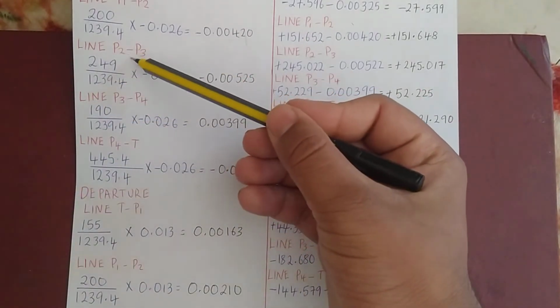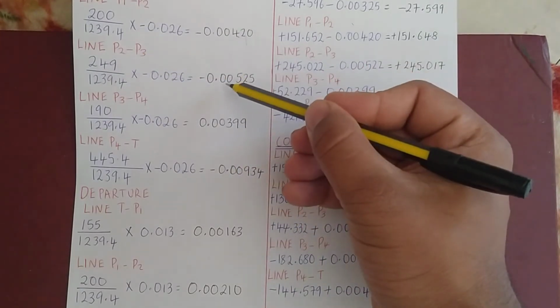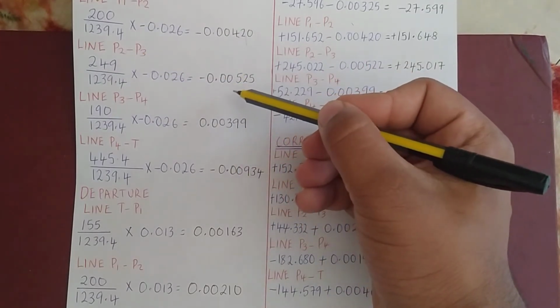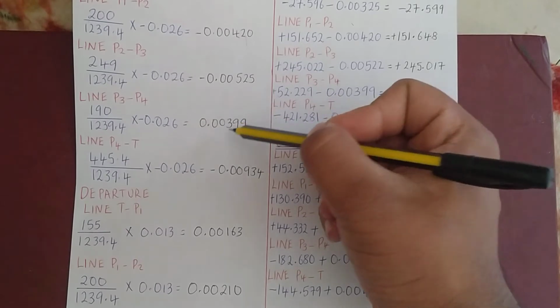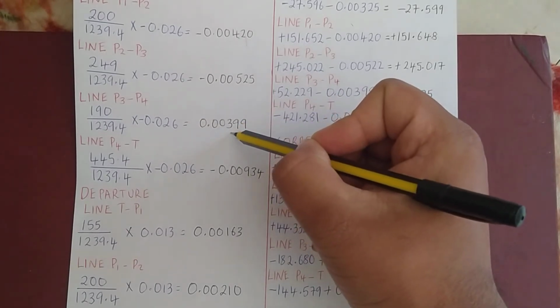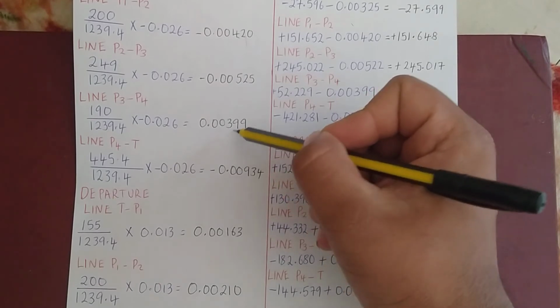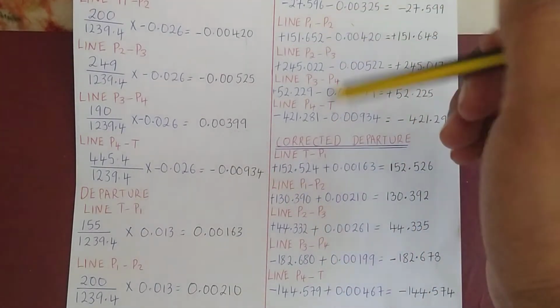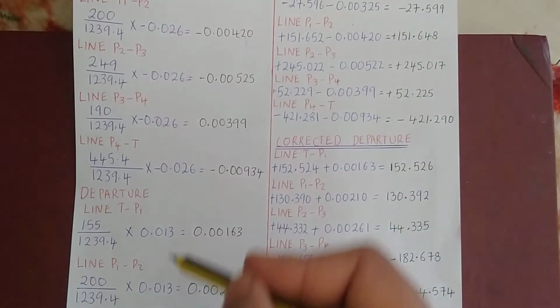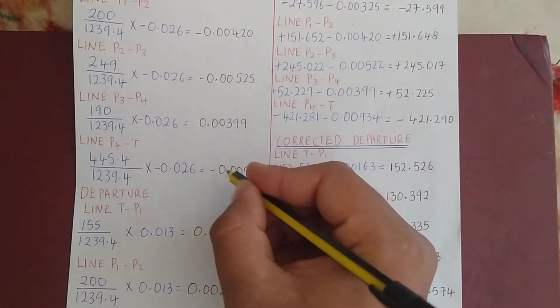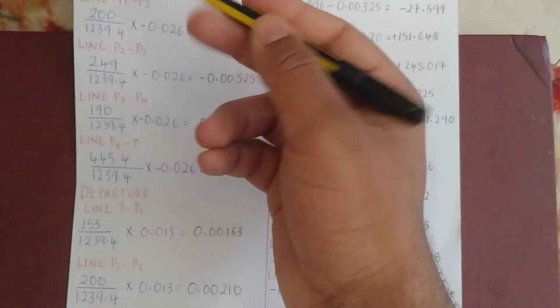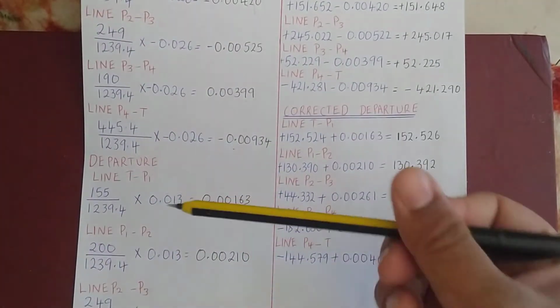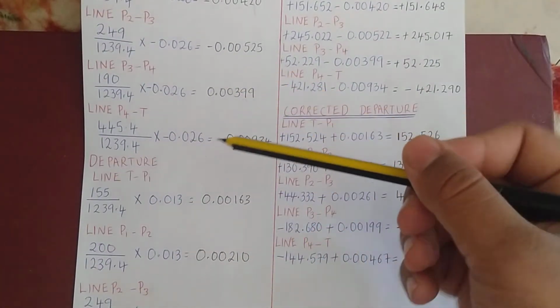So line P2, P3 I got as 0.00525. Then line P3, P4 I got as 0.00399. So I have calculated all my corrections for the latitudes and the departure. So departure I'll do the same.